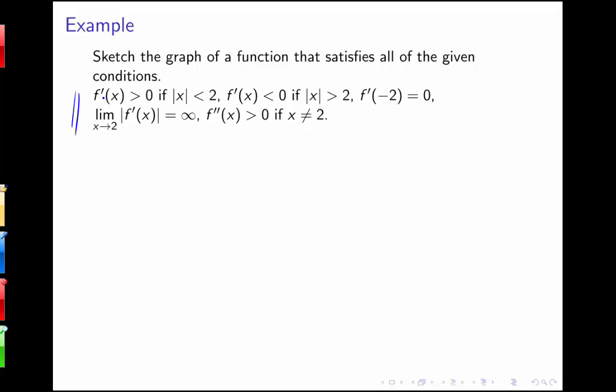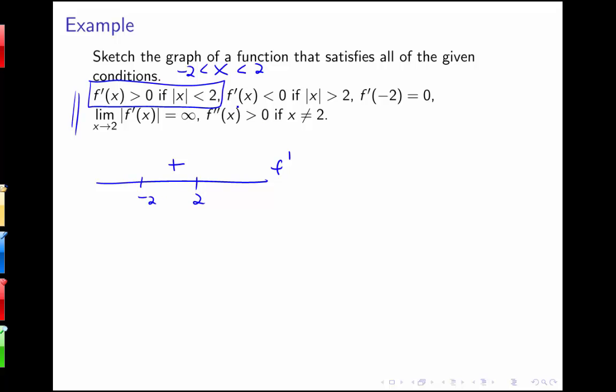So first it's telling us that our first derivative is positive if the absolute value of x is less than 2. Remember that the absolute value is sort of like a measure of distance, so this is saying the distance between x and 0 is less than 2, which means that x is between -2 and 2. So if I'm thinking about a sign chart here, I know that the first derivative is positive, greater than 0, when x is between -2 and 2.